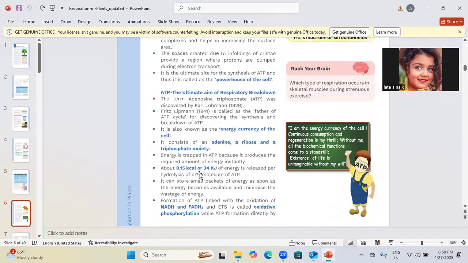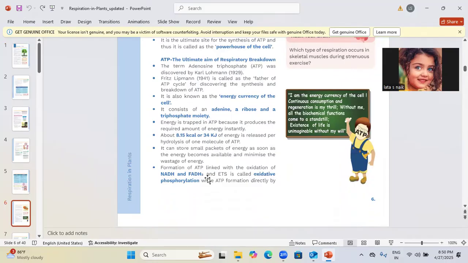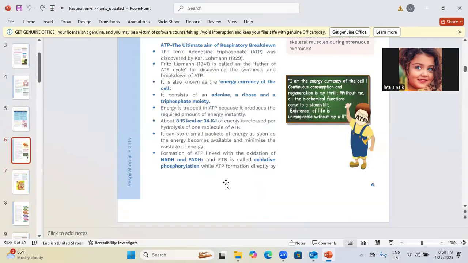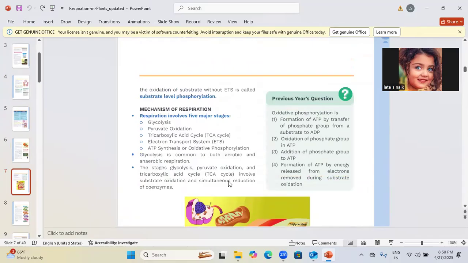About 8.15 kilocalories of energy is released on hydrolysis of a molecule of ATP. It can store small packets of energy as soon as the energy becomes available and minimize the wastage of energy. So formation of ATP linked with oxidation of NAD and FAD and ETS is called oxidative phosphorylation, while ATP formation directly by the oxidation of substrate without ETS is called substrate level phosphorylation.